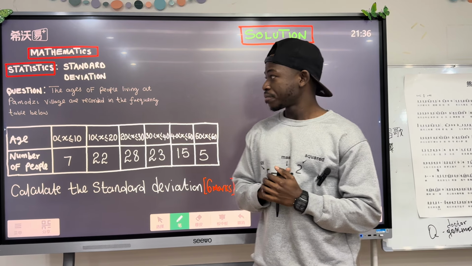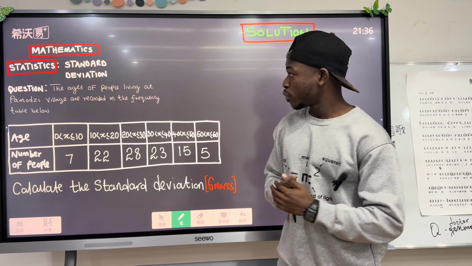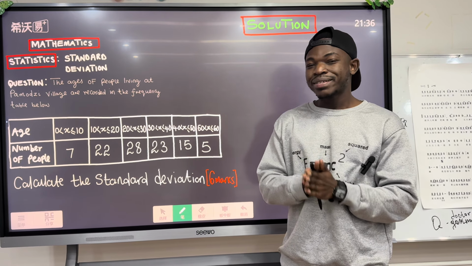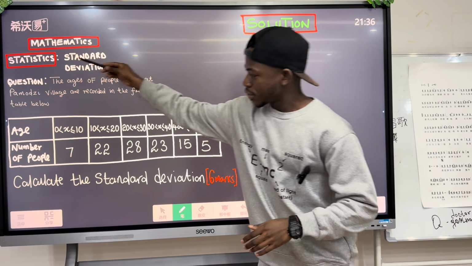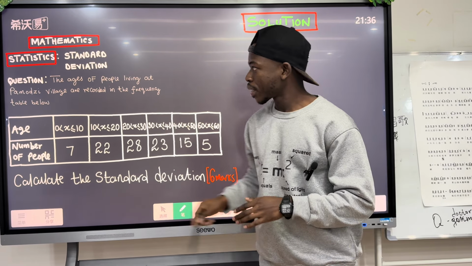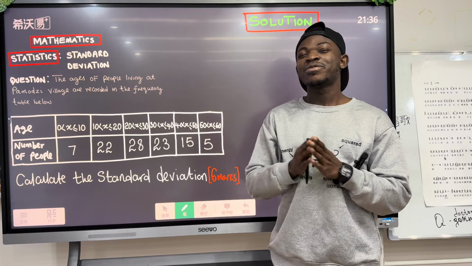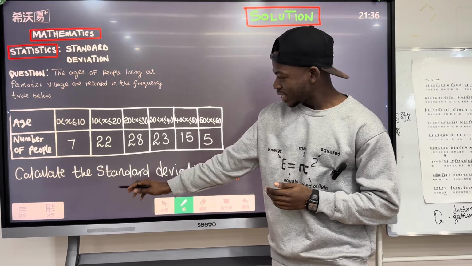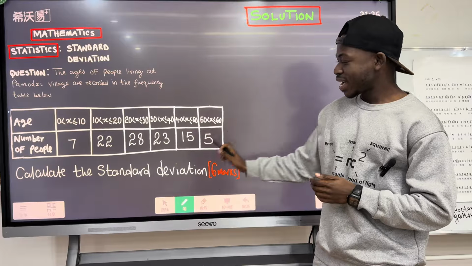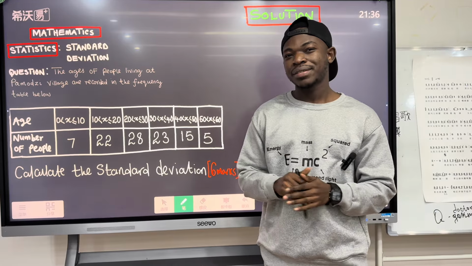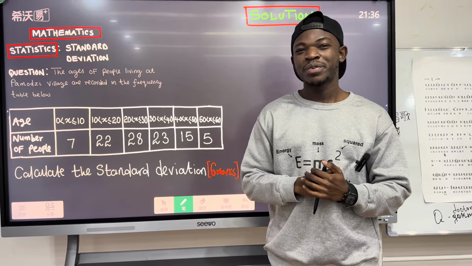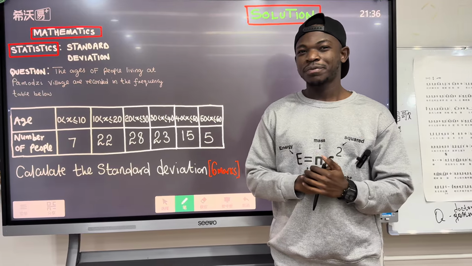So the question reads, the ages of people living at Pamodzi village are recorded in the frequency table below. So this is the frequency table, and our task is to find the standard deviation. This carries 6 marks. This question comes every year in mathematics paper 2, so it's something you don't want to miss out on.